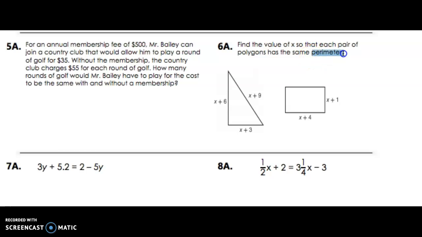A reminder about the word perimeter. Perimeter means all the way around, so we're going to add up these expressions, x plus 6, x plus 9, and x plus 3 on one side of my equal sign, and on the other side I want to do x plus 4, x plus 1, and then x plus 4 is the top and x plus 1 is the side over here. So I can set those equal to each other and try to solve.